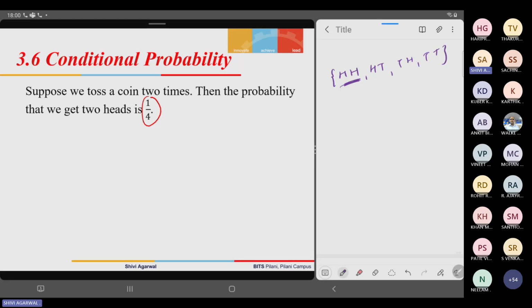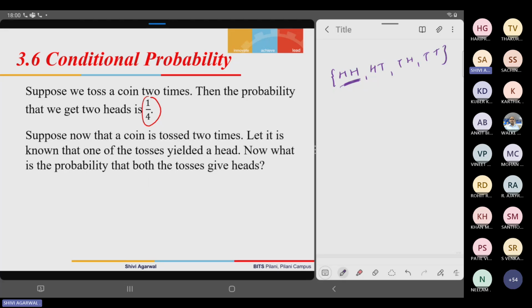But if we change the concept and say that a coin is tossed two times, and it is known that one of the tosses yields a head. So already one head. These conditions we are applying, and then we are finding the probability that both tosses give heads. Now the sample space S1 is changed, and it becomes head head, head tail, and tail head. So the probability will become 1/3.